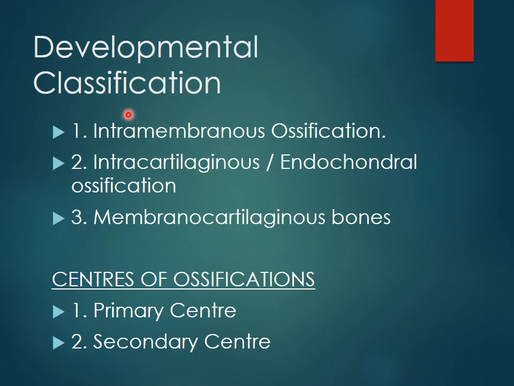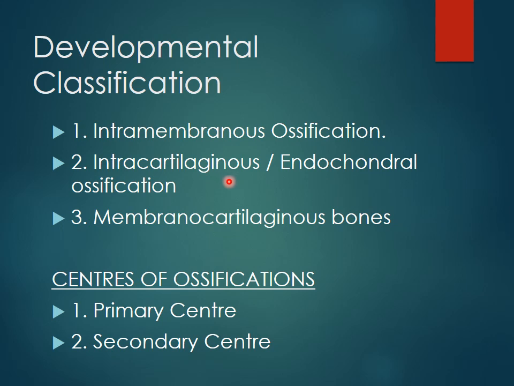Hopefully we have covered the developmental classifications in the lectures, and you must remember the concept of how intramembranous ossification and intracartilaginous ossification take place. The bones developing by intramembranous ossification are called membranous bones, and their examples are the clavicle and the bones of the skull like the maxilla and the skull vault. These are membranous bones, in which mesenchymal tissue directly transforms into bony structure.